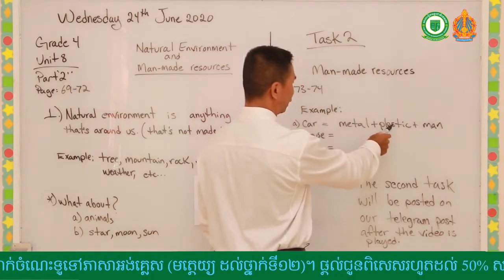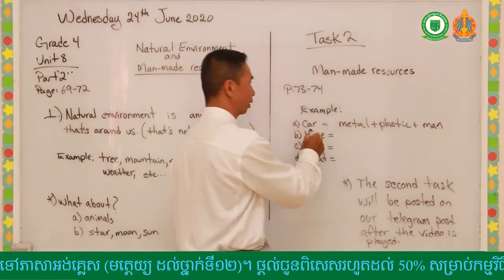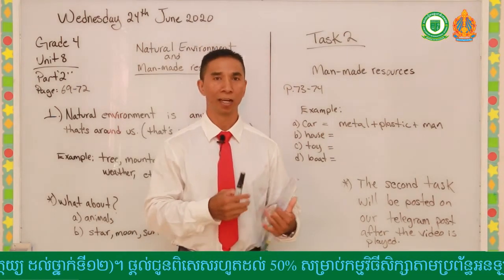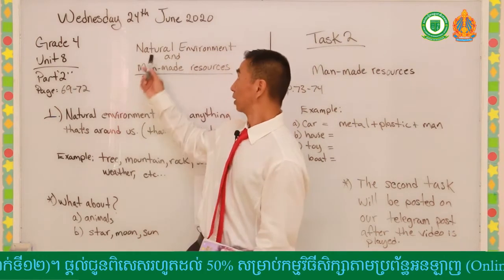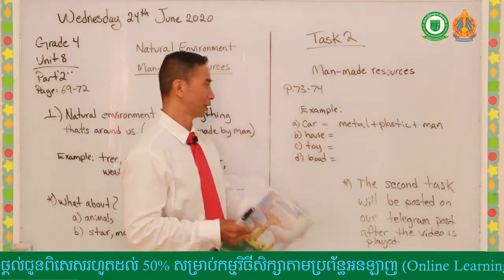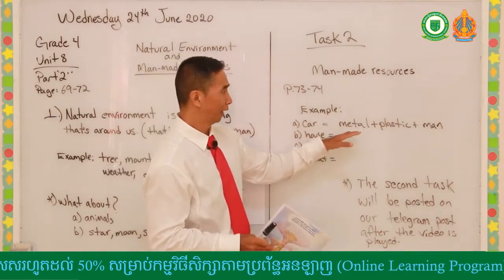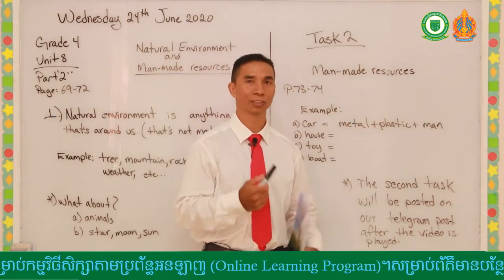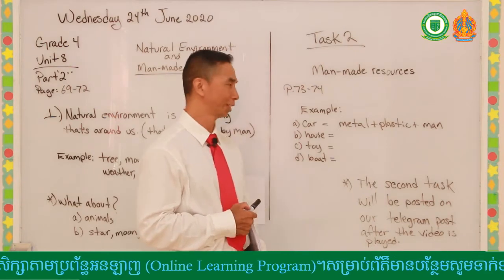So metal plus plastic plus man equals car. Because a car is made from metal, from plastics, and from many other natural environments to produce a car. I know you have seen this lesson from our last week's lesson. It was on our second task, on our second video.